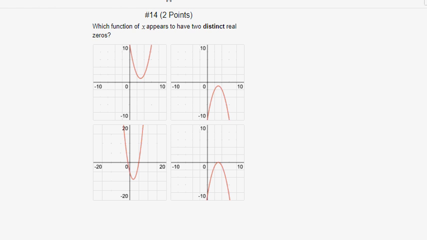All right, this is another one where we have to connect the concepts. Our zeros, solutions, x-intercepts all mean the same thing. So which one has two x-intercepts? And that is this one right here. A lot of people got this one correct also. Good.